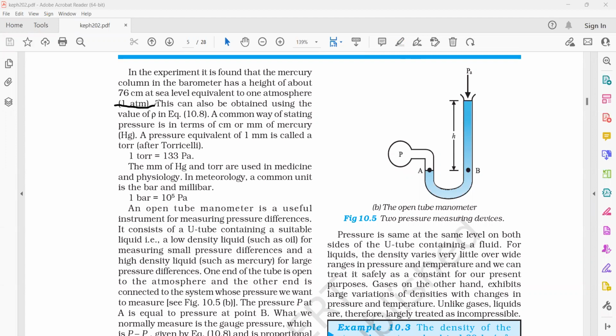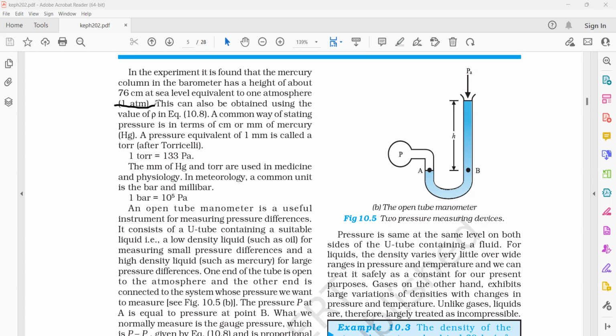The general way of measuring pressure is in centimeters or millimeters of mercury. Sometimes we take the term 1 millimeter of mercury. It is also called a torr, or torricelli. So 1 torr equals 133 pascals.